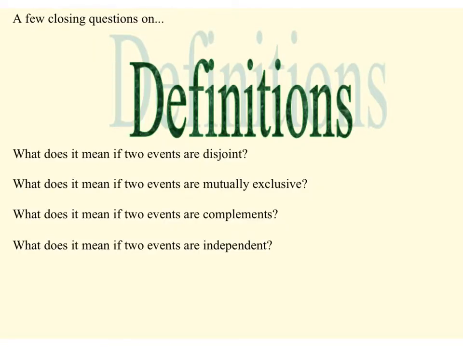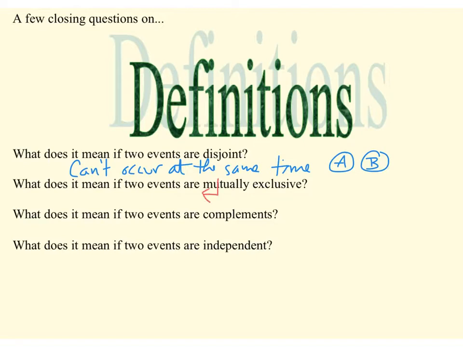So closing up our discussion here of Chapter 5 with some definitions. What does it mean if two events are disjoint? It means that two events cannot occur at the same time. To think about it with a Venn diagram, those two events are like this. Here's A, here's B, they have no overlap. What does it mean if two events are mutually exclusive? It means the same exact thing as if they're disjoint. Those are the same terminology.